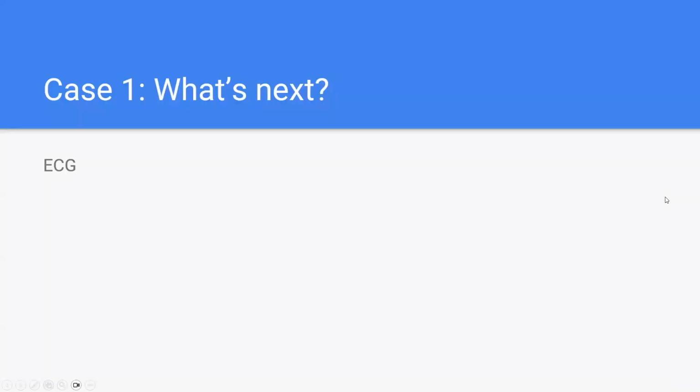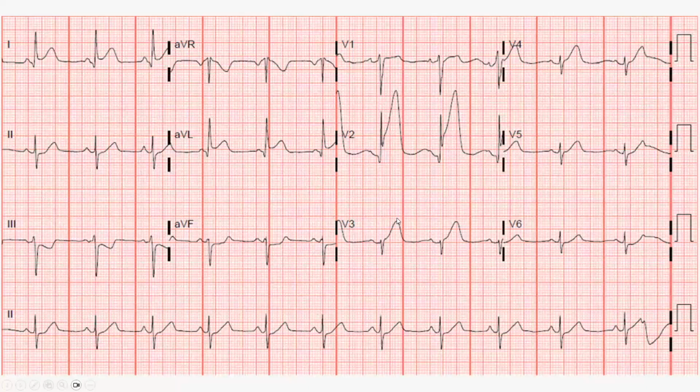So in our case, like you guys said, EKG and troponin with this concerning story. You're also probably going to get basic labs. All right, you get your ECG, and I'm not trying to trick you here. What do we see here?